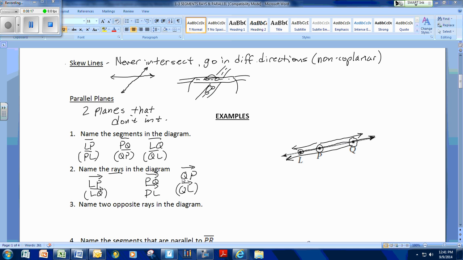Okay? Always start by naming a ray with its endpoint first and then the direction in which it goes. When we name a ray, our diagram or our labels are always pointing to the right.